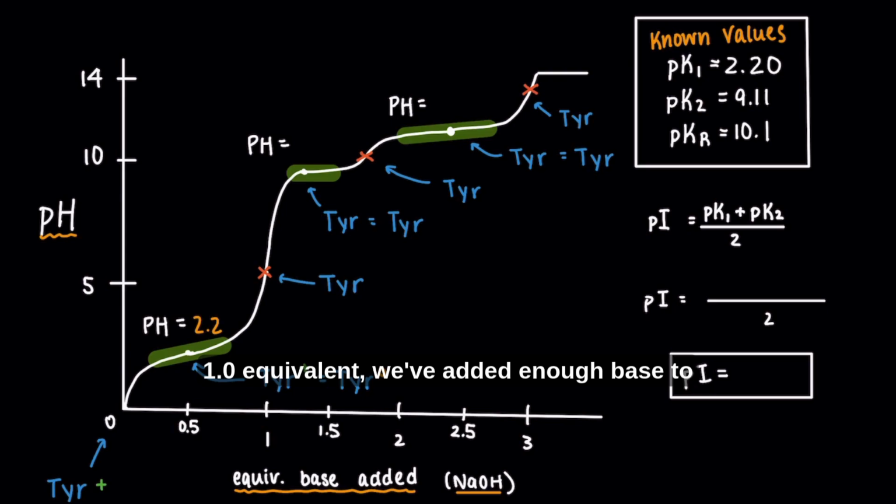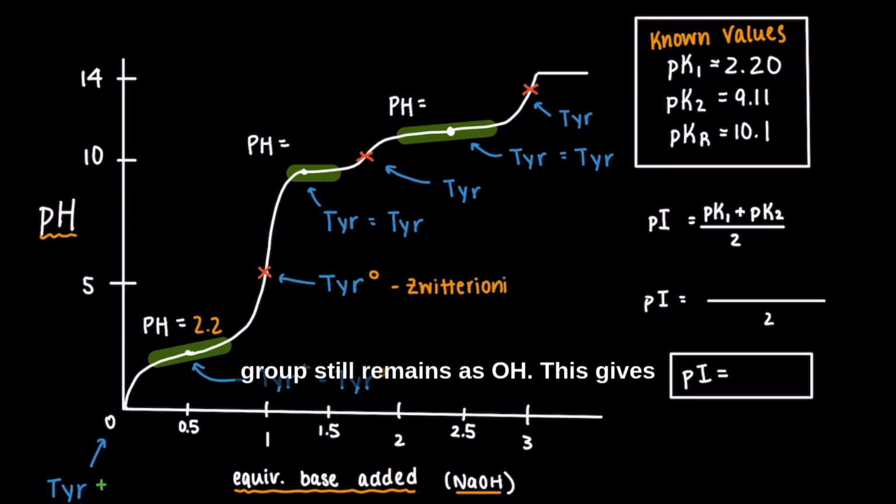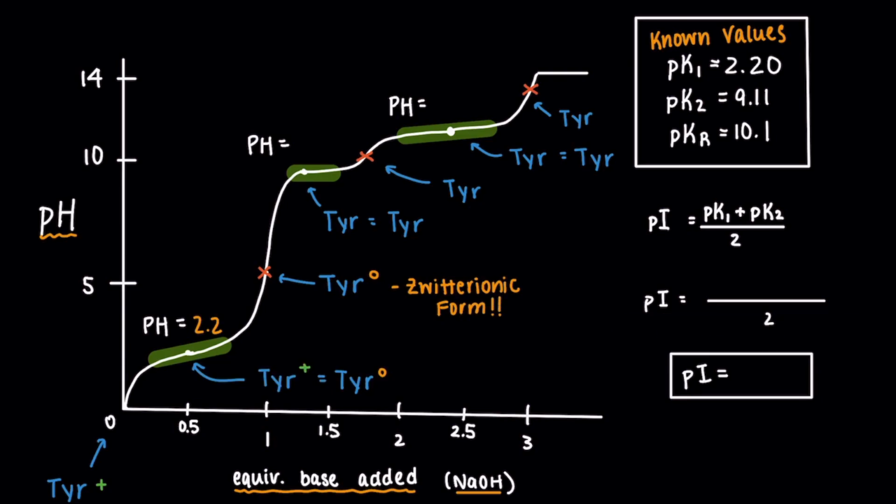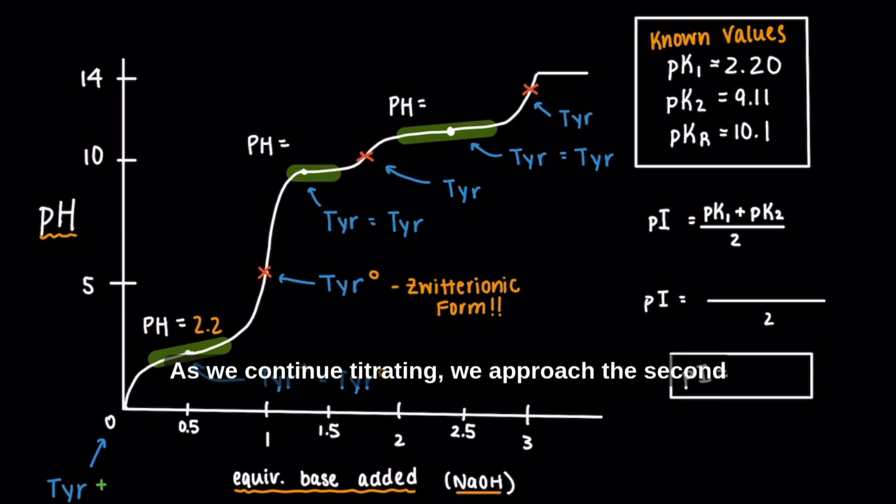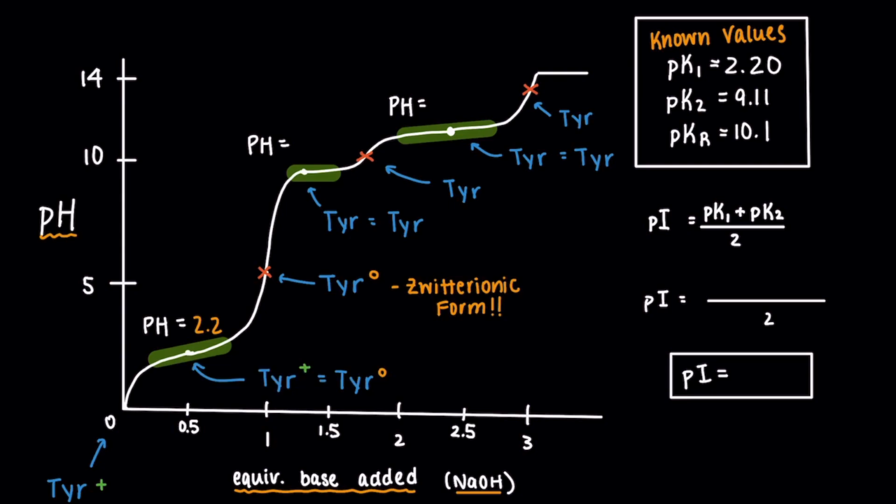At 1.0 equivalent, we've added enough base to fully deprotonate the carboxyl group to COO-. The amino group remains protonated as NH3+, and the phenyl group still remains as OH. This gives us tyrosine 0, a zwitterion with no net charge, as we discussed before. As we continue titrating, we approach the second buffer region, around 1.5 equivalents, where the amino group begins to deprotonate. The pH here is close to 9.1, the pKa of the amino group.